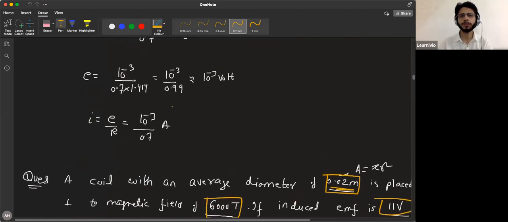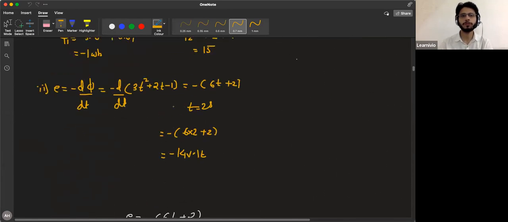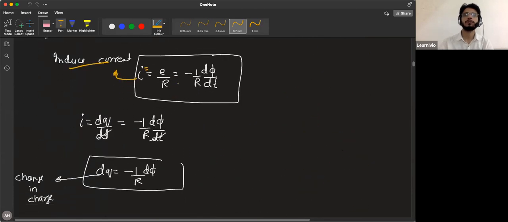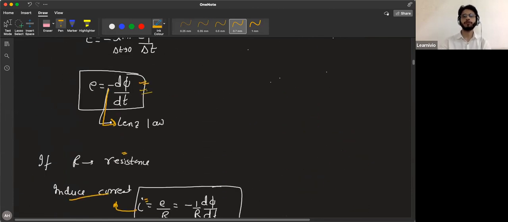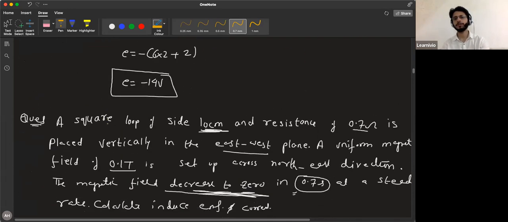So this was the expression of induced EMF, right? Induced EMF is minus d phi over dt. This negative sign, we have discussed, is Lenz's law. If your system obeys Lenz's law, that means your system obeys conservation of energy. Any system cannot just violate the law of conservation of energy. So in all your cases of induced EMF, Lenz's law should be obeyed. Now let's see what Lenz's law is.